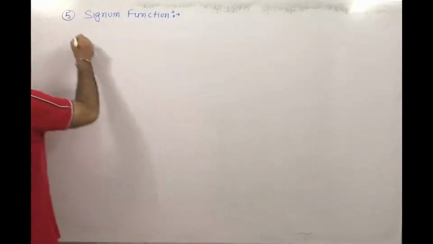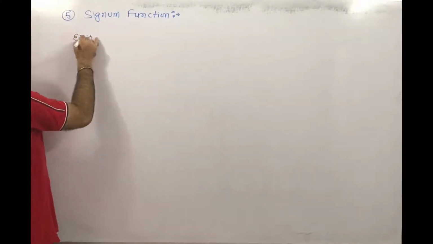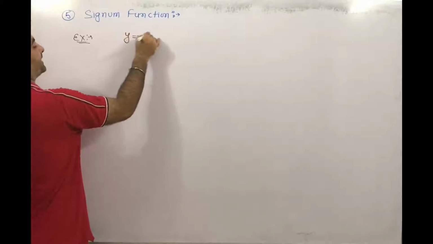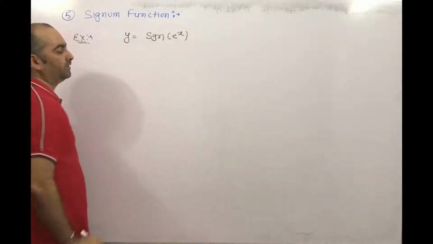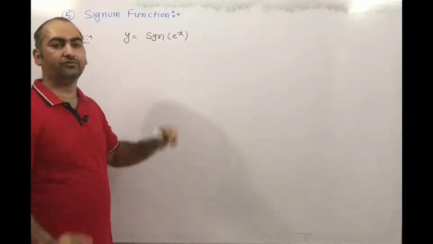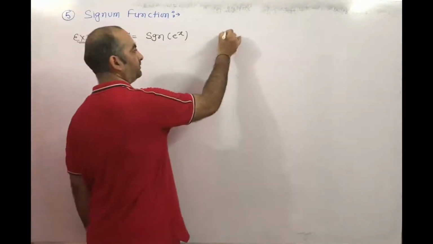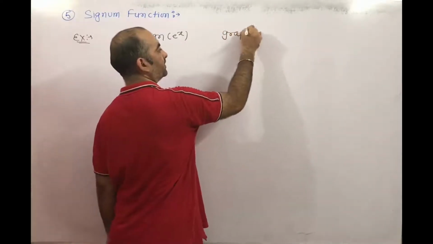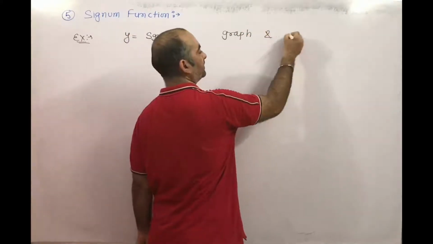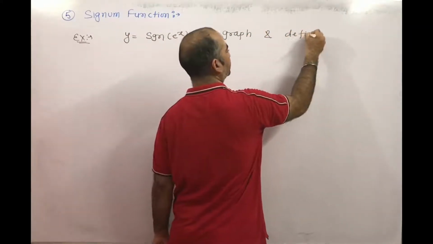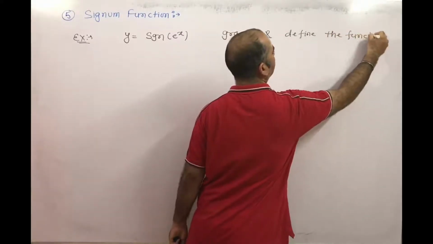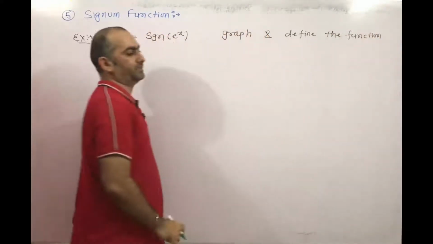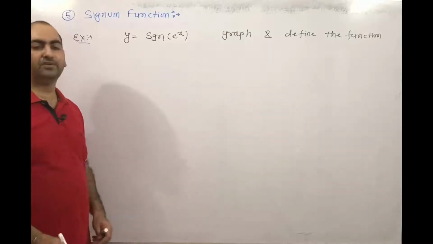So the first example is y equal to Sgn of e power x. Two things we have to find out. First, the graph, and second, define the function. So first we have to make the graph.